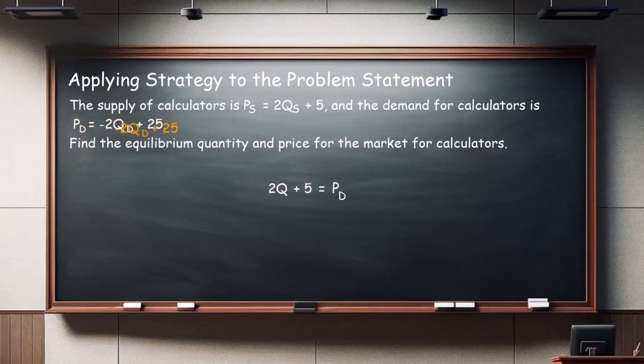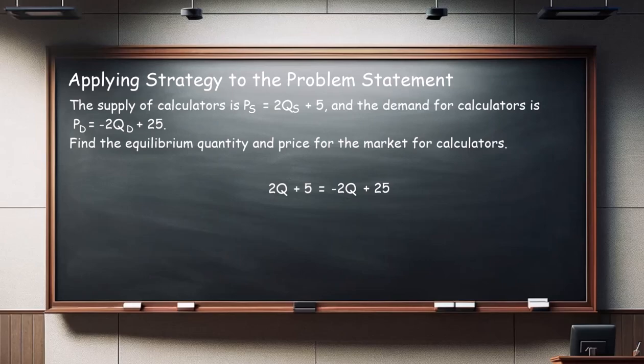So, let us substitute it into the equation for P subscript D. The subscript on the quantity variable is dropped because it now represents the equilibrium quantity. The expression becomes 2 times q plus 5 equals minus 2 times q plus 25.